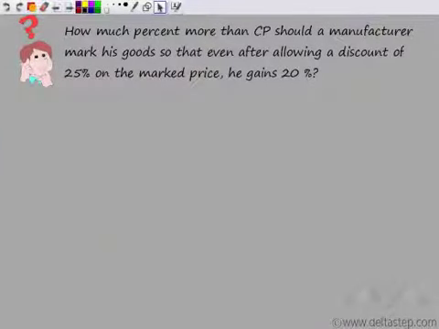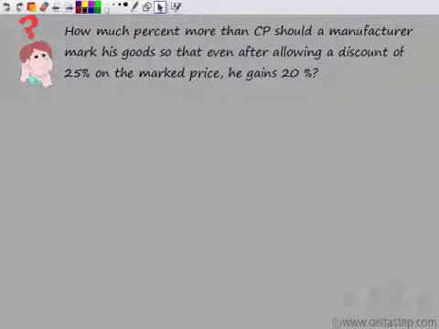Let us try to solve this question. It says, how much percent more than the cost price should a manufacturer mark his goods so that even after allowing a discount of 25% on the marked price, he gains 20%. So this shopkeeper is very clever. Even after giving a discount of 25%, he's actually gaining 20%. So we need to find how much percent more than the cost price should he mark his goods at. So let's see.